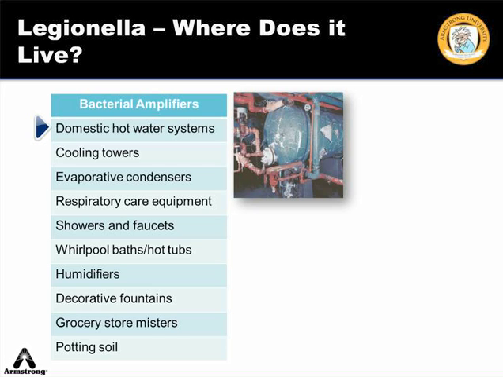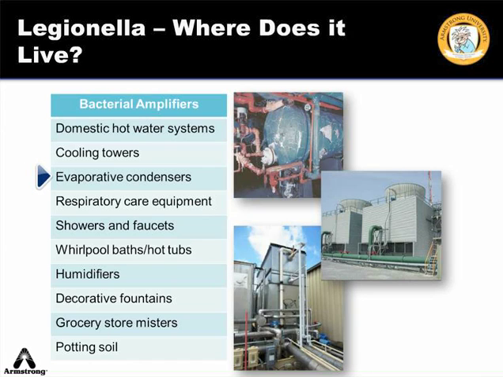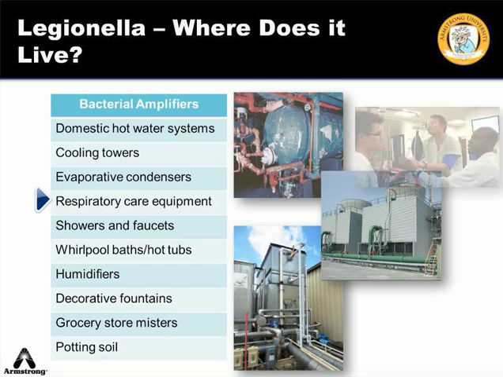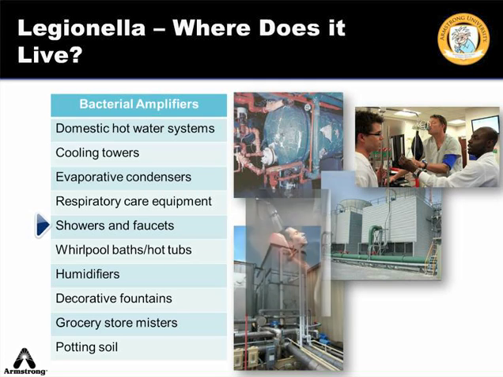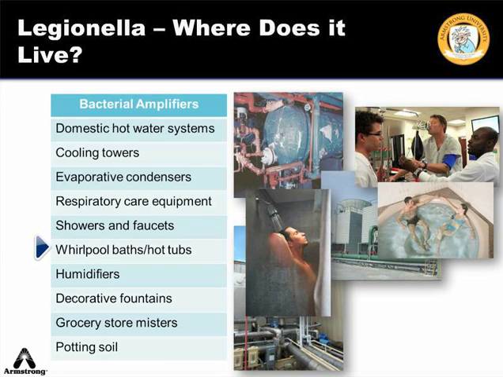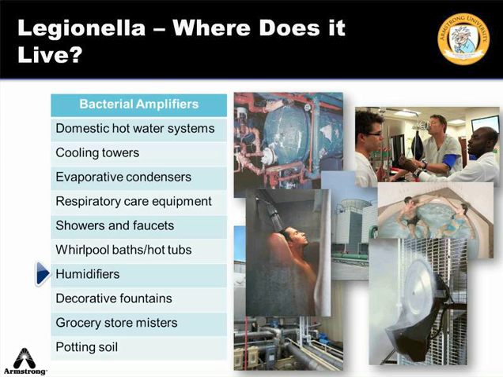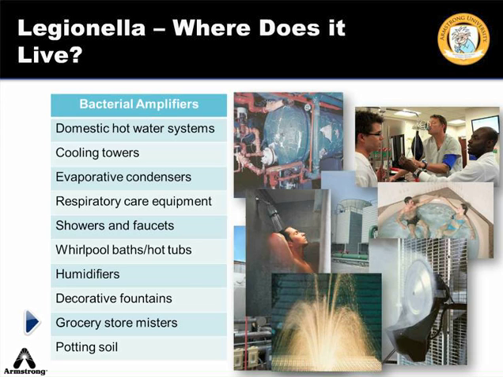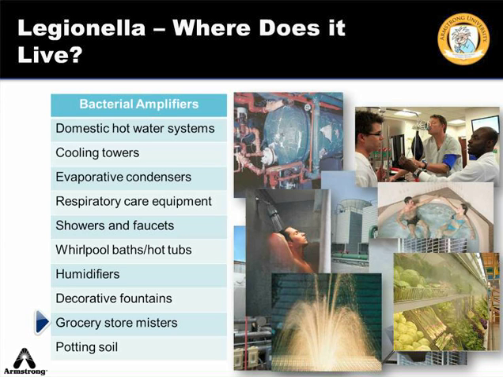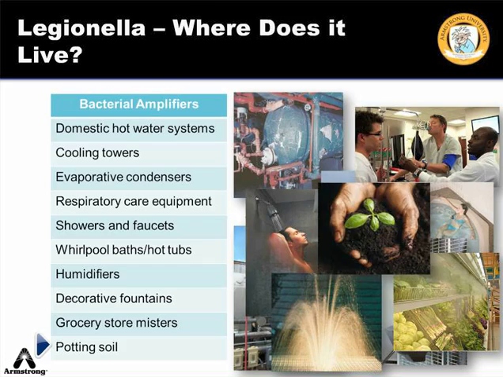Domestic hot water systems, cooling towers, evaporative condensers on large air conditioning systems, such as those commonly found in hotels and large office buildings, respiratory care equipment, showers and faucets, whirlpool baths, hot tubs, humidifiers, evaporative type, not steam humidifiers that use purified water, decorative fountains, grocery store misters. Stores should be using purified or RO water rather than tap water, and potting soil.